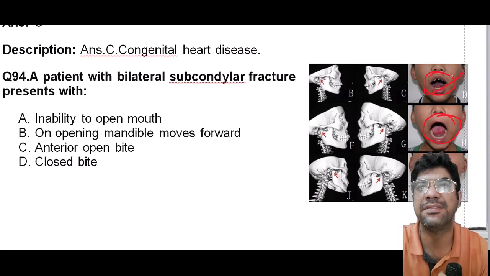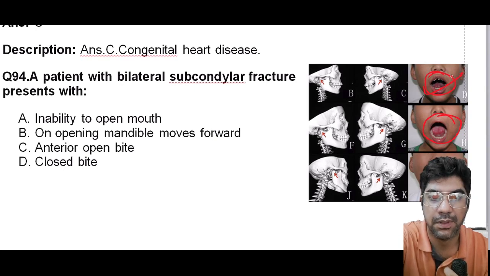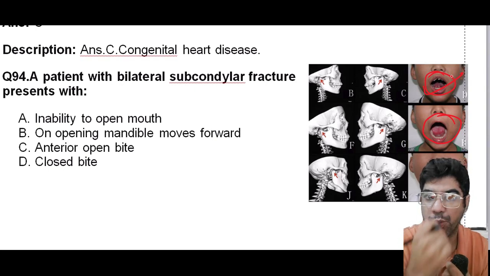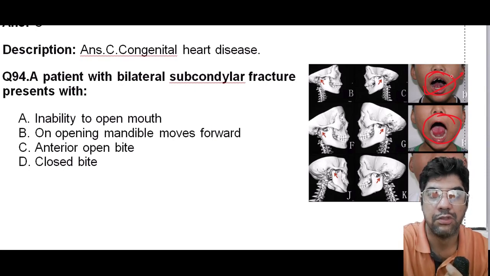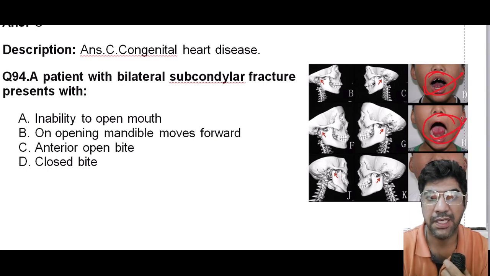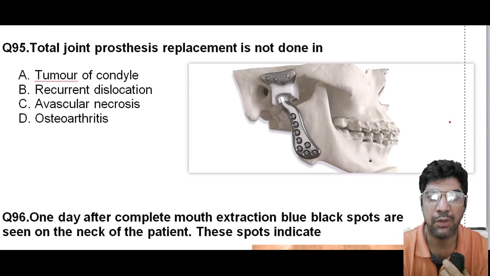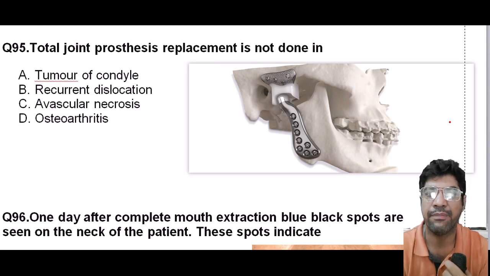The patient with bilateral subcondylar fracture will present with the anterior open bite. Inability to open mouth is more commonly associated with trismus. So in a patient with bilateral subcondylar fracture, it is common to observe an anterior open bite. That occurs due to the fracture of the condylar processes that are responsible for the posterior part of the mandible moving upward and backward during mouth closure. So they are not functioning properly due to the fracture. As a result, the anterior part of the mandible may move downward and forward, leading to anterior open bite.